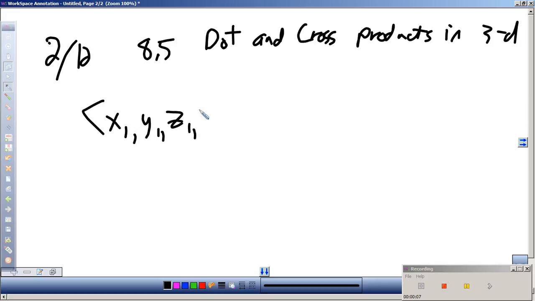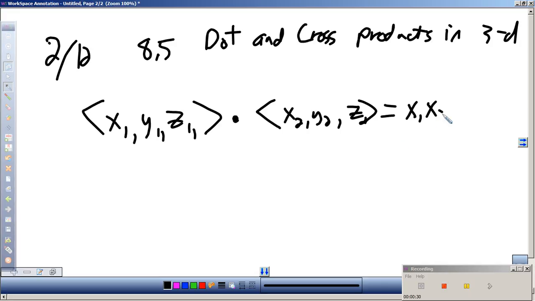You've got x1, y1, z1. What do you think happens when you use a dot product with three dimensions? Just like a two-dimensional dot product, three-dimensional is really easy: x1 x2 plus y1 y2 plus z1 z2. We did it with two dimensions, but in three dimensions it works exactly the same way. So, do you get out a vector or a scalar?